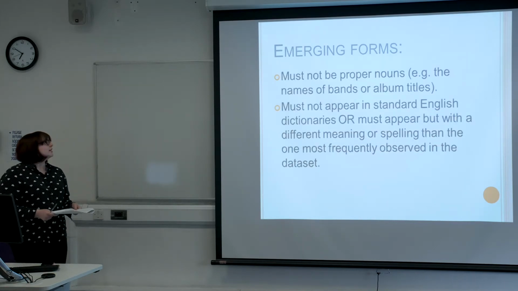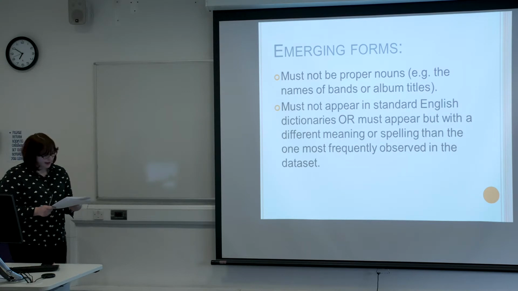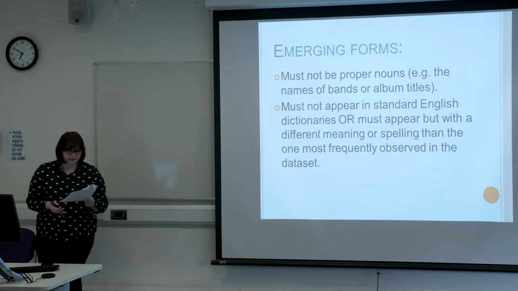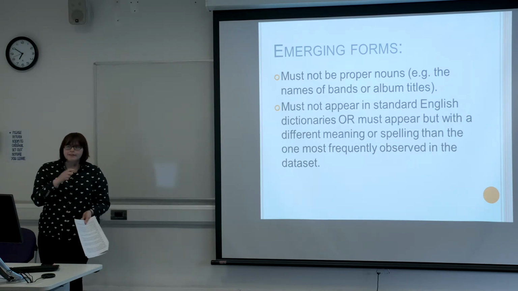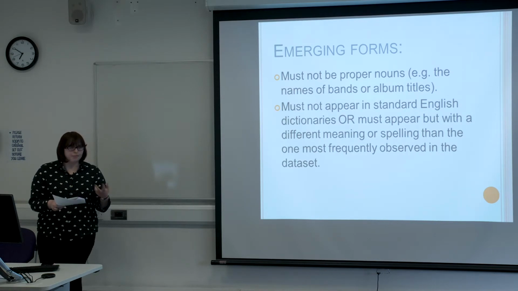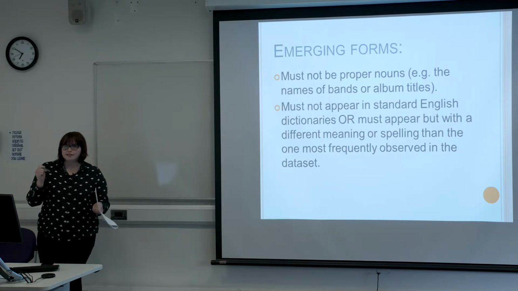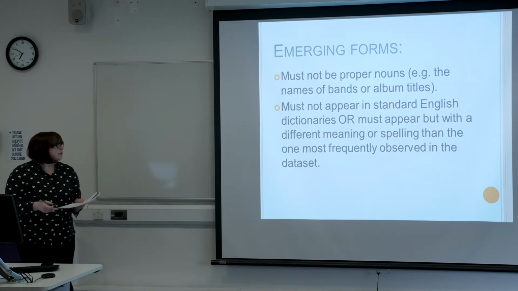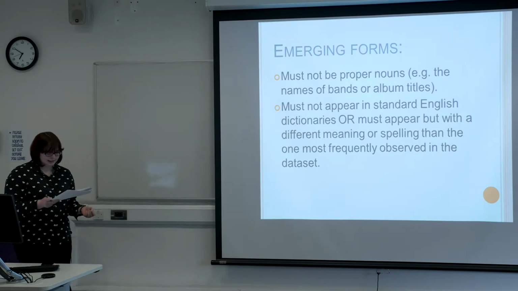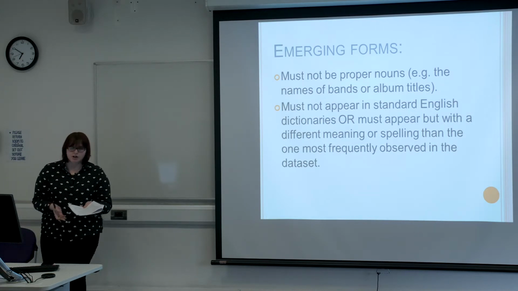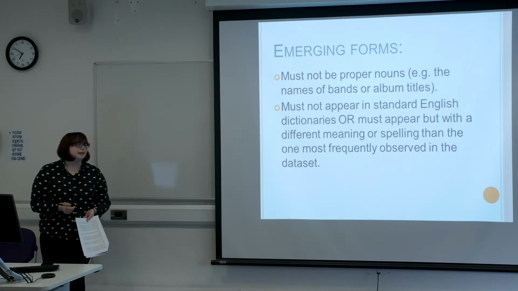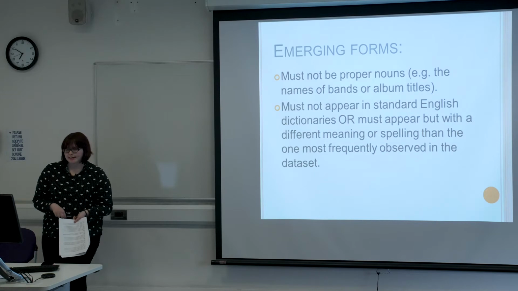For the purpose of this research, a new or emerging form is defined as a word which is not a proper noun, i.e. the name of an artist, band, album title, because as we have already seen with the example of Carly, the names of people, bands, artists, etc. can actually fluctuate with an increase or decrease in popularity of the named thing. Also, emerging forms must not appear in standard English dictionaries, such as Oxford Dictionaries or Collins, or if they do appear, they must have a significantly different meaning or spelling than the one most frequently observed in the dataset.